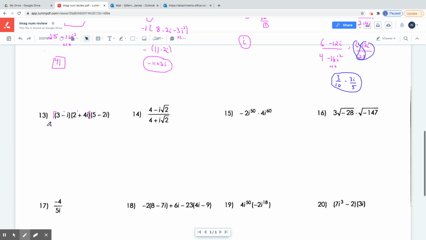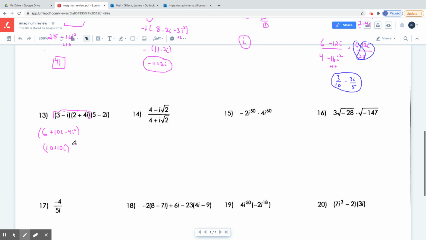3 times 2 is 6. 3 times 4i is 12i, but then I get negative 2i, which means that's 10i. Negative i times 4i is negative 4i squared. They put the square there, sorry. Negative 4i squared is really plus 4. So 6 plus 4 is 10. So those first two together are 10 plus 10i.